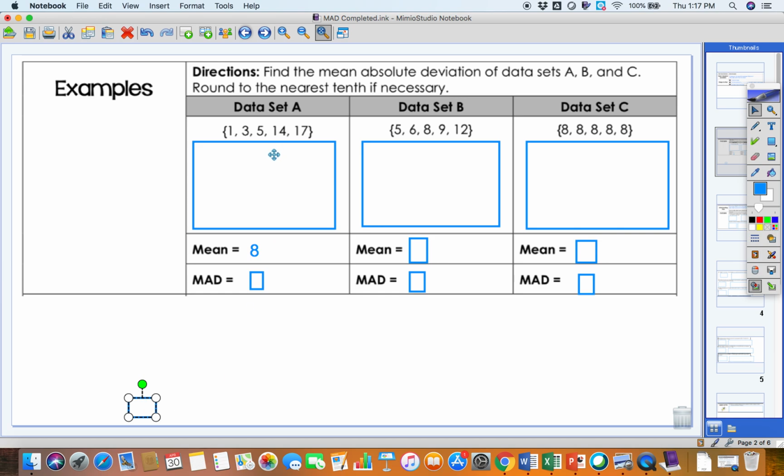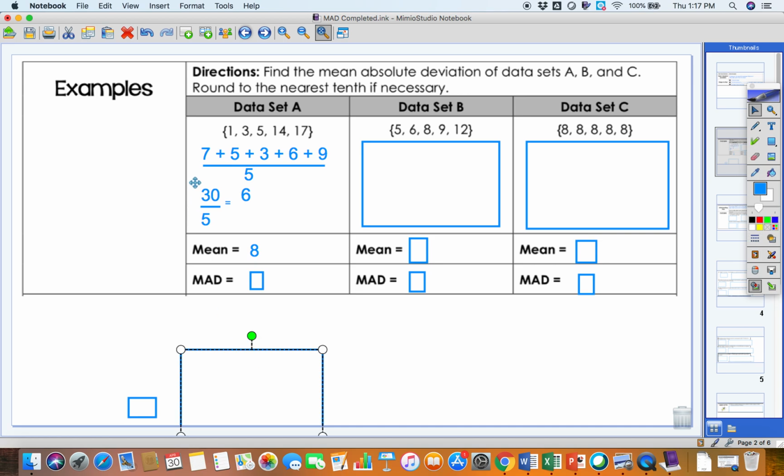So those differences or distances we're going to add together and divide by 5. We're going to average those distances. When you add them up, you get 30 over 5. So 30 divided by 5 is 6. So our mean here is 8, and our mean absolute deviation is 6. When we look at our second data set, again, to find the mean, we take the sum of those numbers and divide by 5. We get 8 again.